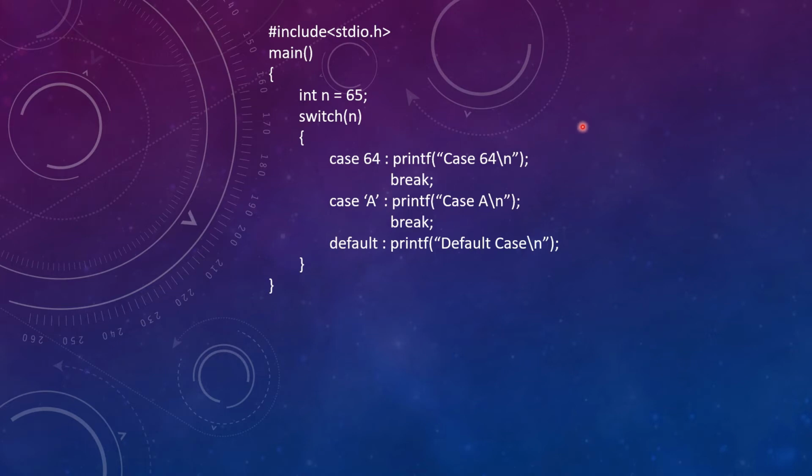Whatever parameter you pass inside the switch statement must be an integer or a character basically. It can be an integer or it can be a character, nothing else. It cannot be a double value, it cannot be a float value. Only an integer and a character is allowed here. So here we are passing an integer value 65, so it is good.